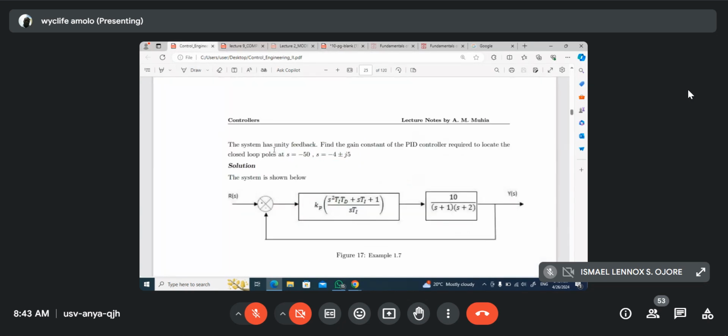So the system has unity feedback. Find the gain constants of the PID controller required to locate the closed loop poles at these positions. So you want the poles to be located at these positions, negative 50 and this one. The requirements are there, but the person who is doing this knows the reason.